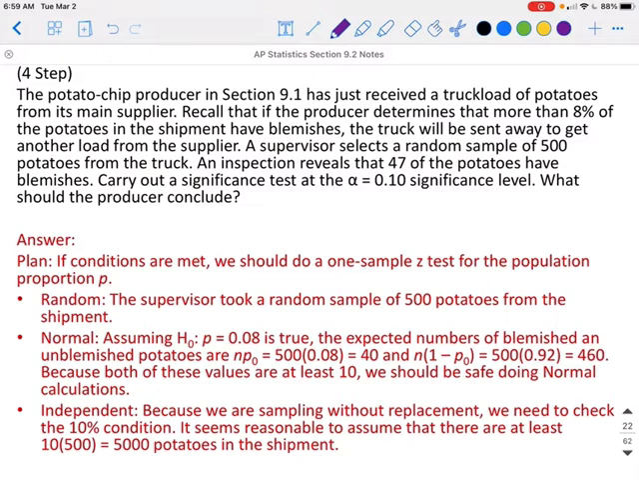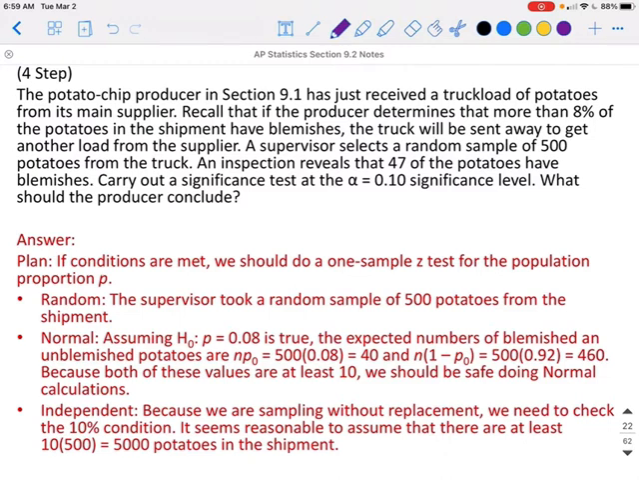We're going to do n times p sub 0, the sample size times the probability of success, which will give us 40, and the sample size times the probability of failure, which will give us 460. Because both of these values are at least 10, we are safe to do our normal calculations. And then we need to check independence.